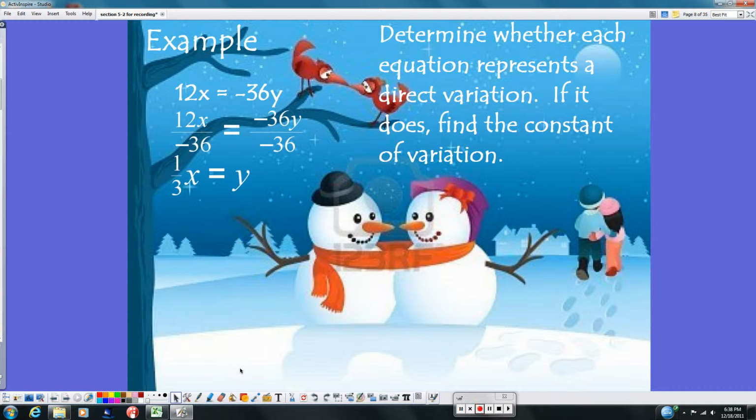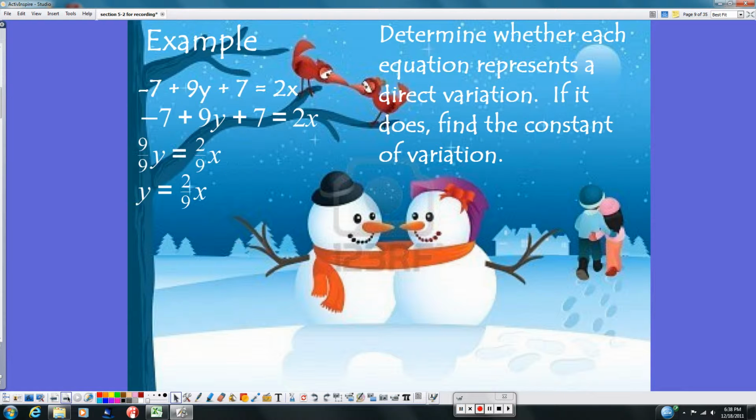Here's another example. We have 12x equals negative 36y. If I'm solving for y, even though it's on the other side, notice we're going to divide both sides by negative 36, so y equals 1/3 x. That is a direct variation, and the constant of variation is 1/3.